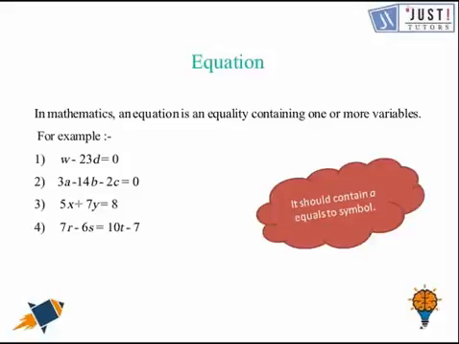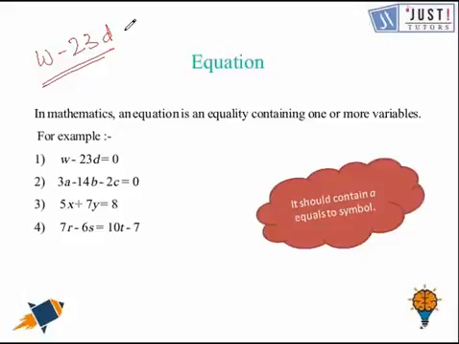a sign of equals to. If there is an expression saying W minus 23D, but there is no equals to sign, this is not an equation. This is just an expression. This is the difference between an equation and an expression. An expression doesn't have any equals to sign. It just has a combination of constants and variables with operators.